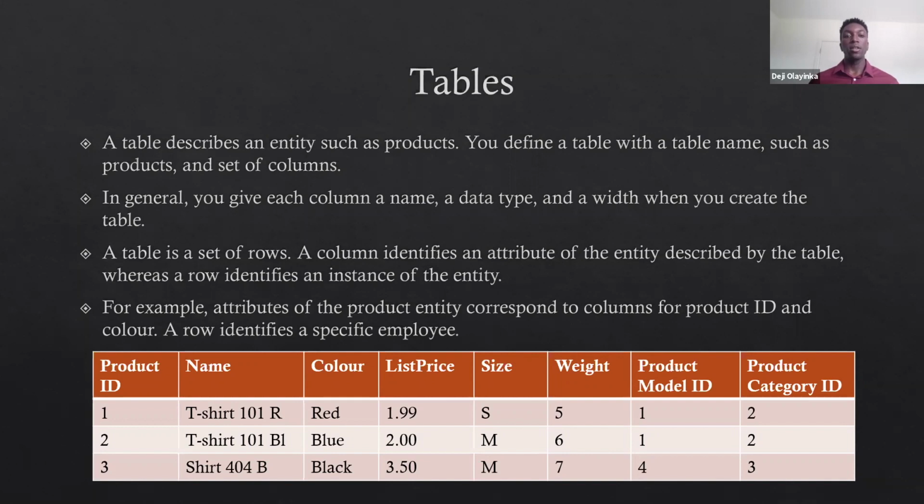and give it a set of columns that relate to those products. So the example you can see at the bottom here is a table for products, and it's got the product name, color, the ID, the price, and so on. And each column would have a name, a data type, and some may have a width as well when you create the table. So the list price is a decimal, so that might be a float. The product ID is just an integer, and so is the product model ID, whereas the name and the color are strings, which is basically just text fields.